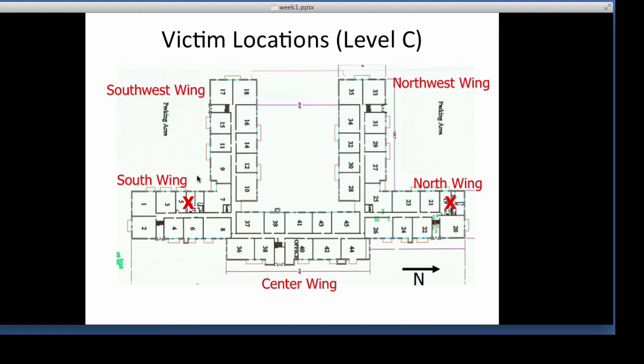The victim on the south wing in Unit C5 was a little bit different case. He did not have a ton of thermal damage from the fire. Actually had very high blood alcohol content. Looks like probably never woke up during the actual fire.